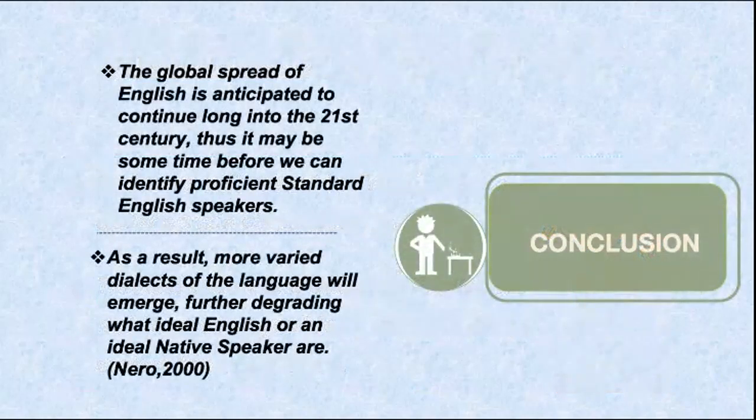The global spread of English is anticipated to continue long into the 21st century. Thus, it may be some time before we can identify proficient Standard English speakers. As a result, more varied dialects of the language will emerge, further degrading what an ideal English or an ideal native speaker are.